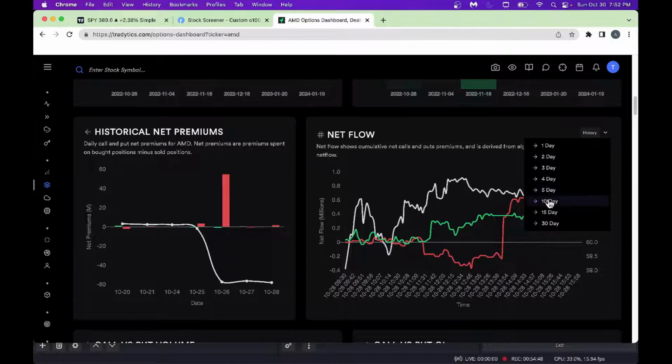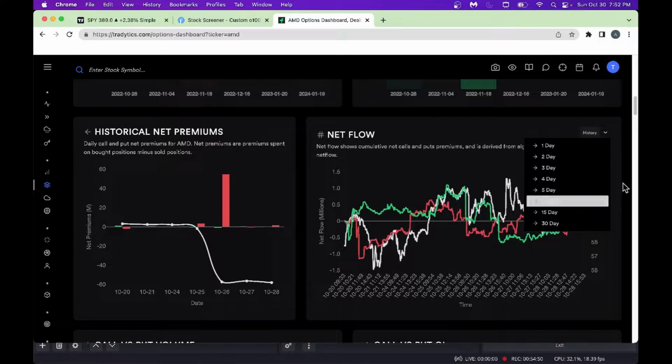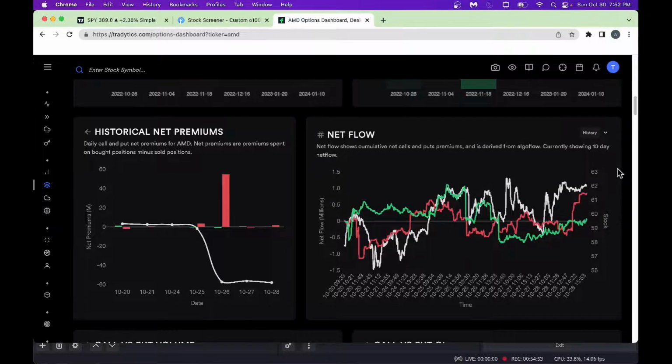Let's change it to say 10 day here. You can get some good idea what's going on here from a sentiment perspective. Look, right now, sentiment perspective, we got red line going higher, green line, I think it's call net flow. It's trying to go higher, as you can see here. And then you got here white line, which is the stock price. Stock is going higher. It's a little bit counterintuitive to see put premium going higher.